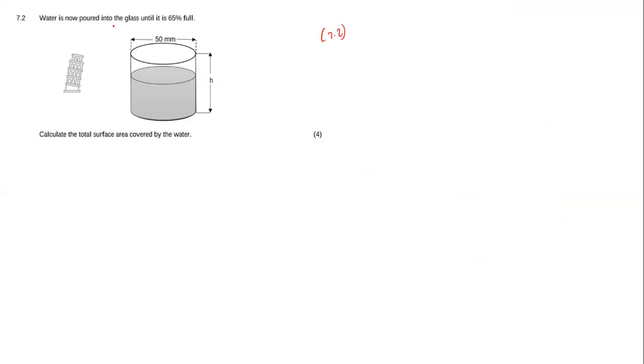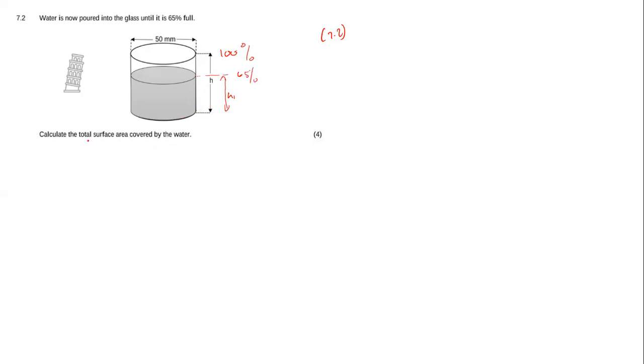Water is now poured into the glass until it is 75% full. If water was here today, this was going to be 100% full, but they say it's going to attain this height over here. I'll call it H1 because this is H. So that means this height over here will be 65% filled of water, right?